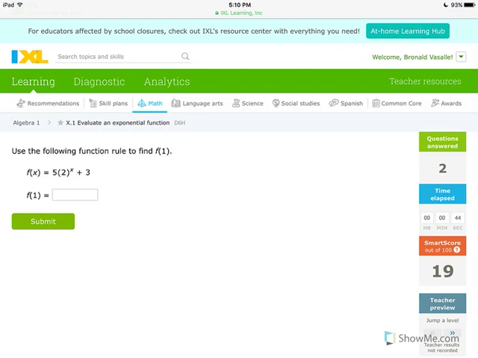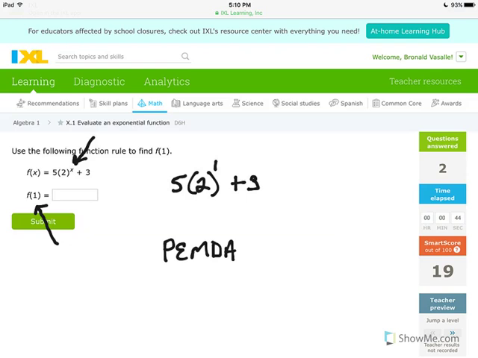F of 1, again 1 will be going in for x. So it's going to be 5 times 2 to the first power, since 1 is going in for x, plus 3. You do need to watch out for your order of operations on these ones. If you remember PEMDAS, you want to do parentheses and then exponents first, and then multiplication and division from left to right, and then addition and subtraction from left to right.